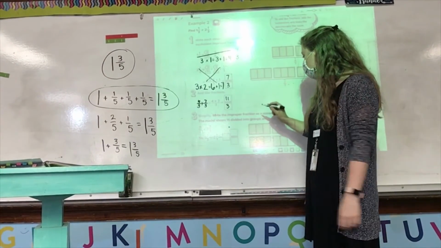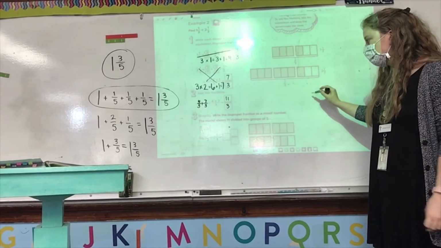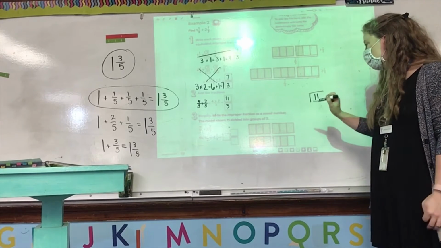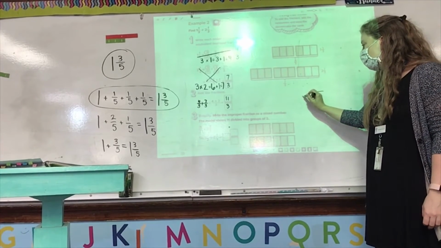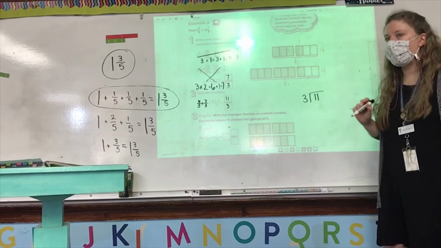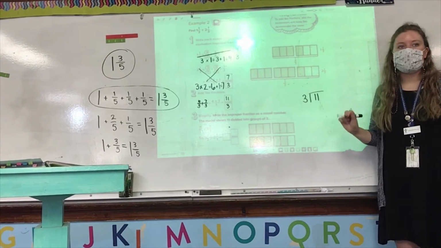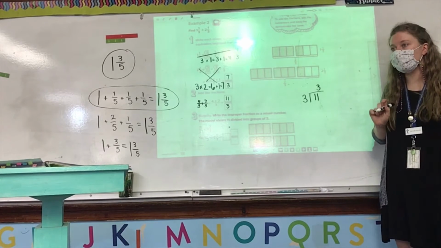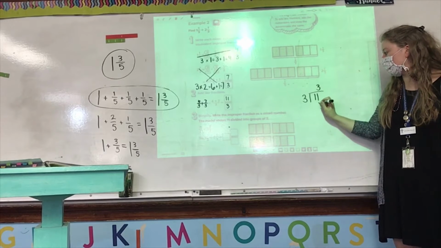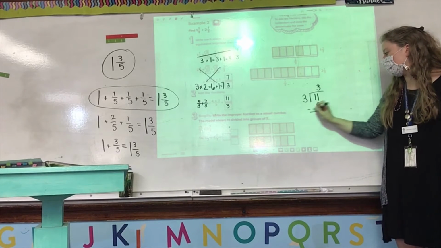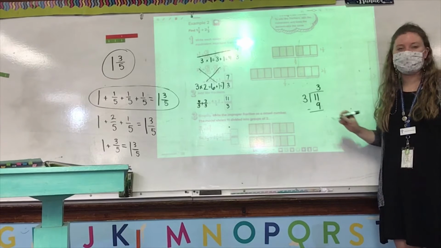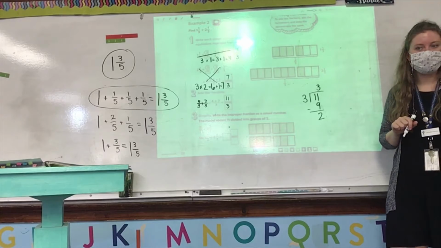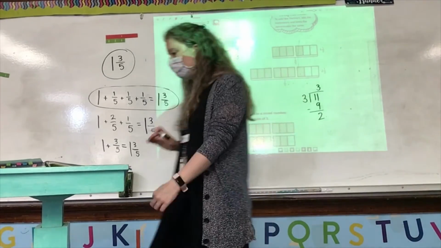Zari, what's our numerator? 11. And we divide it by our denominator, which is? 3. Class, 3 goes into 11 how many times? 3 times. Class, 3 times 3 is? 9. 11 minus 9 is? 2. Is there anything to bring down? No.